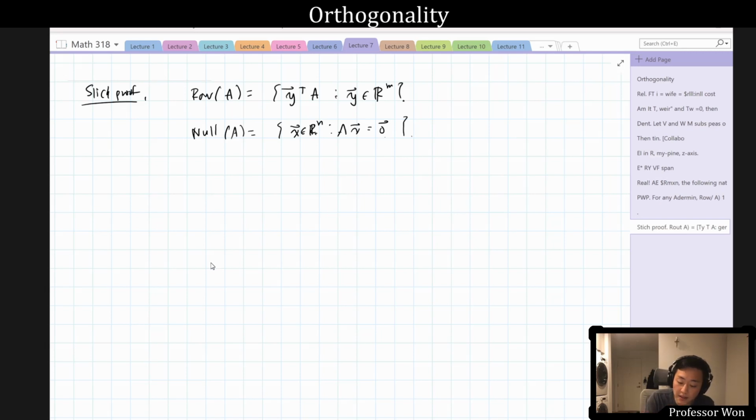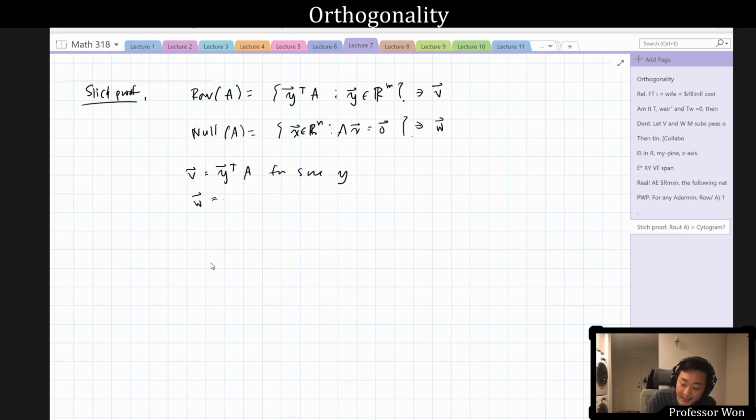Right, so every element of the row space looks like y transpose A. So I should have chosen different letters probably. So if I take a v in here and a w in here, then what is v dot w, or v transpose w? I'm going to write v dot w. Well, v looks like y transpose A for some y, right? So really v is equal to y transpose A for some y, and w is equal to x.